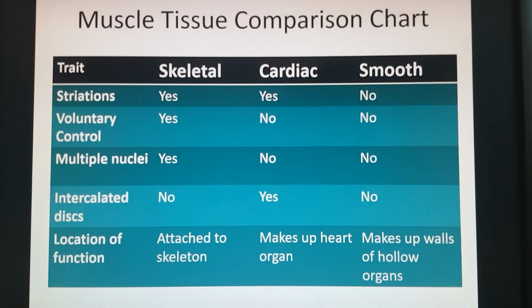Okay, so this chart actually puts all of them together on one page. Skeletal, cardiac, and smooth, and listing whether or not they have striations. We have voluntary control over them. How many nuclei? Do they have intercalated discs? Where are they located and what their function? Location and function, excuse me.